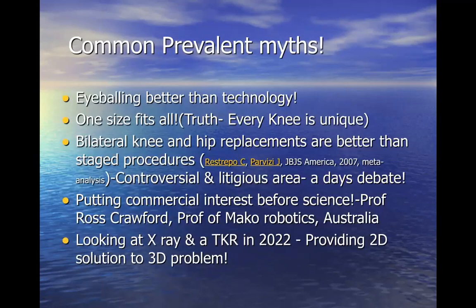What are the prevalent common myths? Eyeballing is better than technology. So I've been using robotics for the last 1 year, and I'm 48 years old, as I said. And I can safely say that I don't think my eyes can be accurate to 1 millimeter. It can't even differentiate 1 millimeter accuracy. With a robot, you get 1 millimeter accuracy. I think this debate is destroyed by the robot, which basically stops cutting outside 1 millimeter of your haptic boundaries. Second is one size fits all.